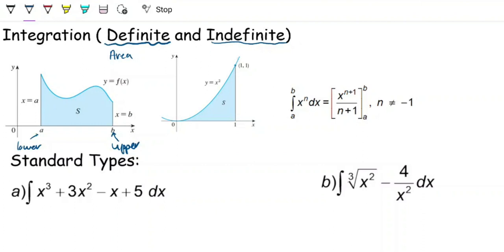You can similarly see if I've got the function x squared and my domain is between 0 and 1, I can find exactly the area under the curve. This blue area here, shaped like an S, is the area under that particular curve. So we find that as the definite integral.